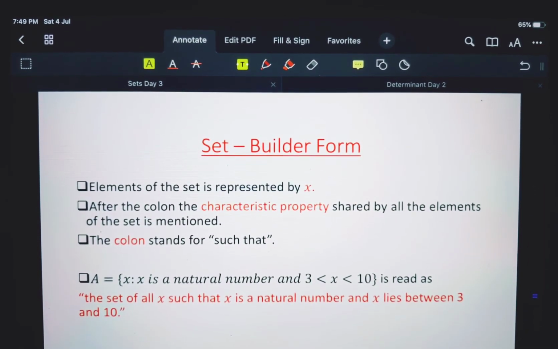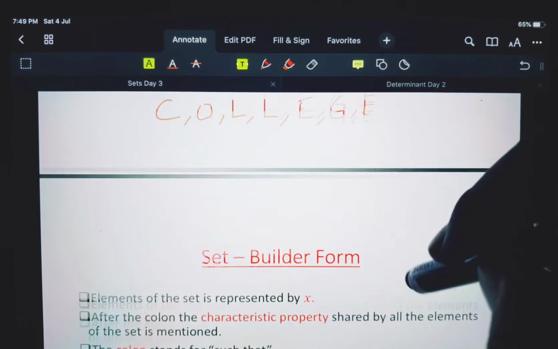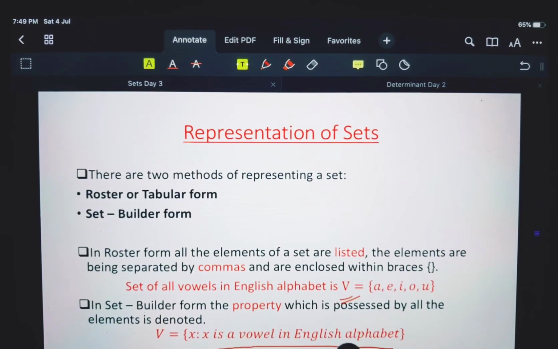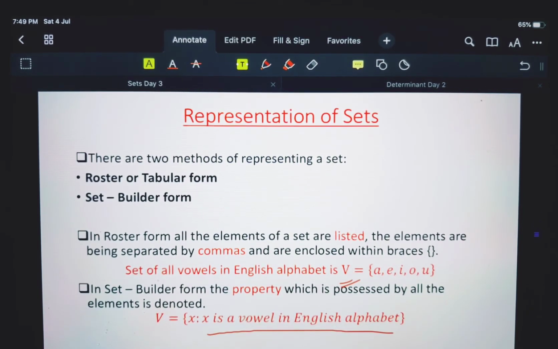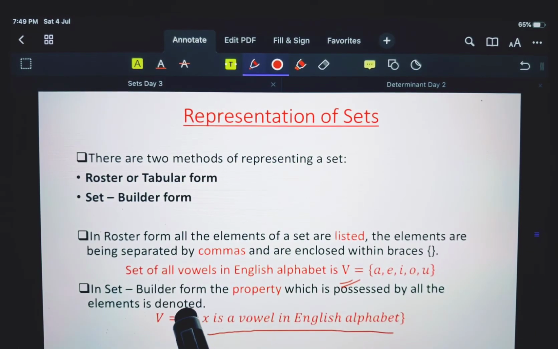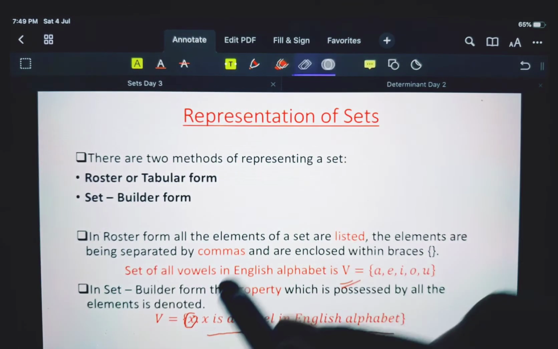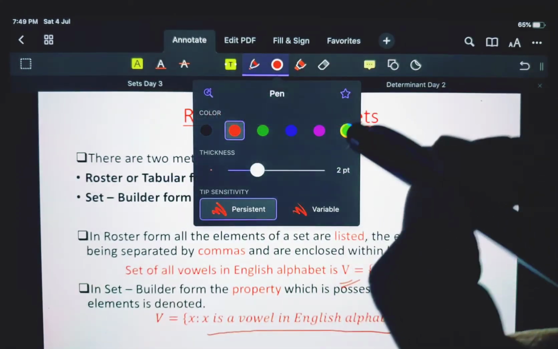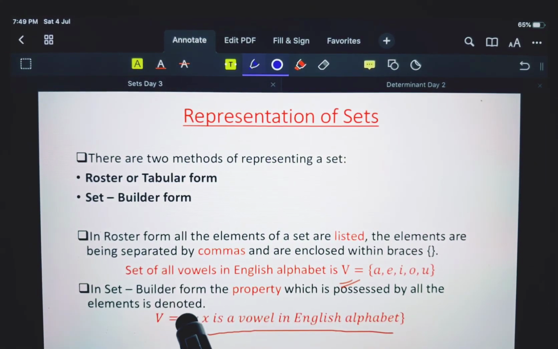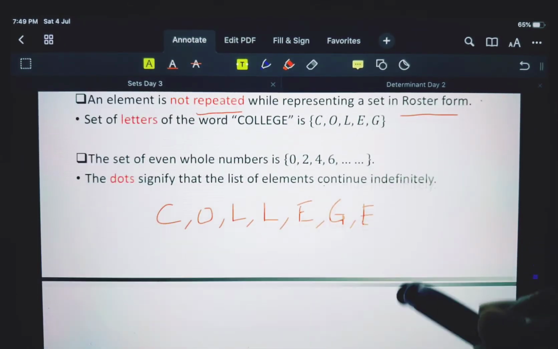Now it says set builder form. So what is set builder form? The elements of the set are represented by x. Now what elements? Look at here. In here we had the set of vowels A, E, I, O, U, right? They are saying that in the set builder form, the first x, this x, denotes every single element of the set. Understood? This first x denotes every single element of the set.